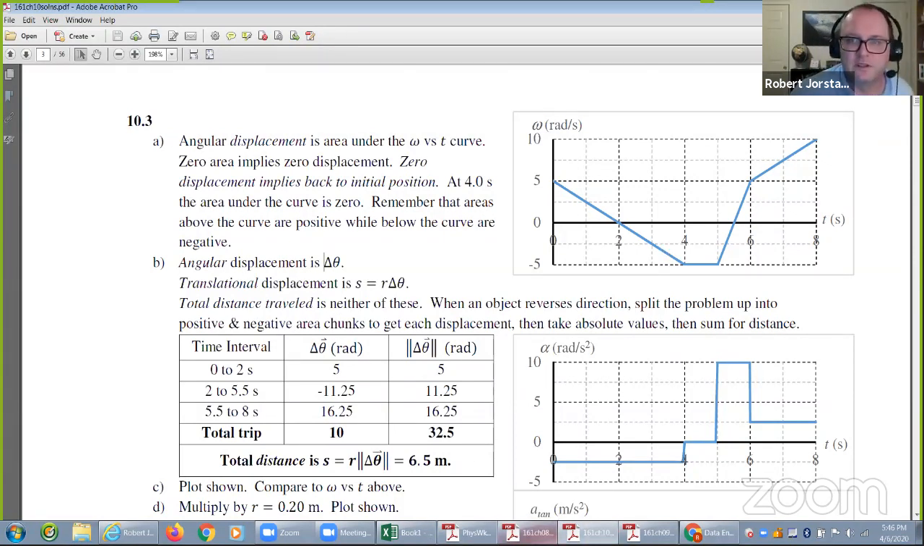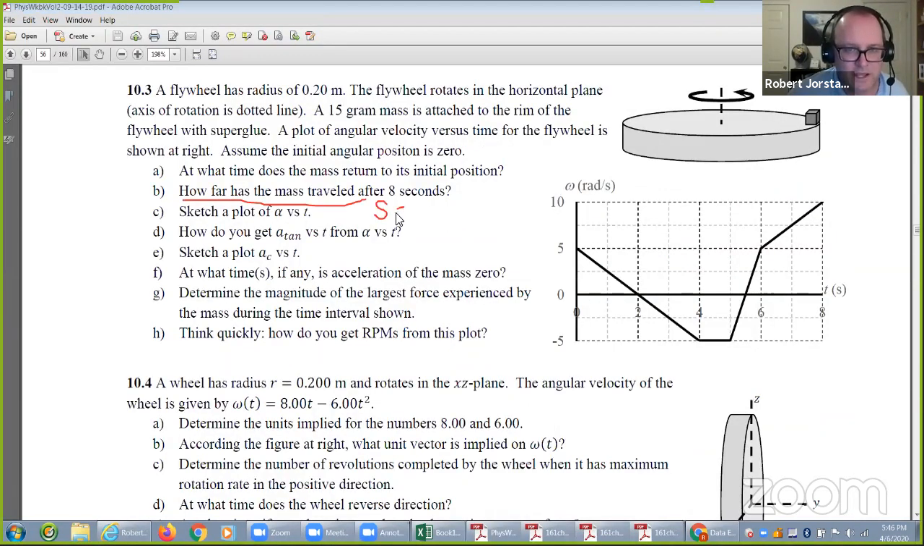All right. So when you see how far has the mass traveled, that's the letter S. It's not asking for delta theta, but it is related to it. It's the radius times delta theta. And again, think about it. When you read the question carefully, how far has the mass traveled? Well, it's gone around and around. And so you're going to have to split this up into negative and positive chunks. And you need to get all the different delta thetas. I'm going to go into the solution to show you that.